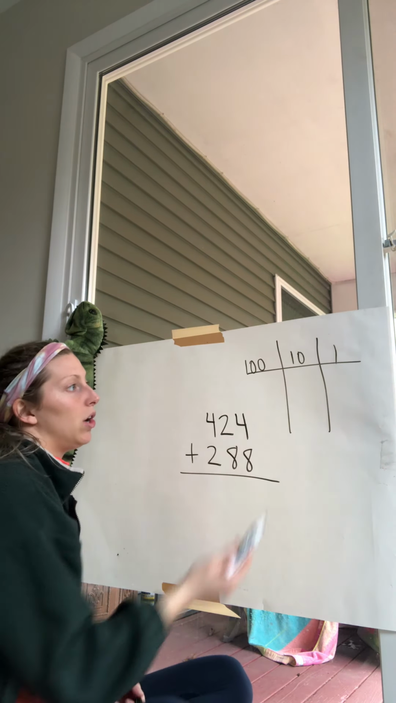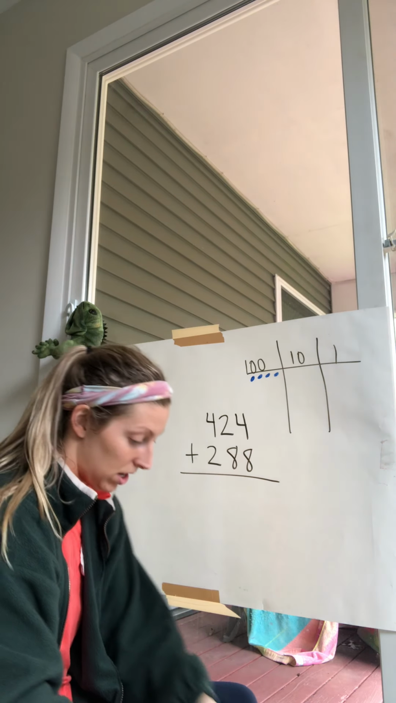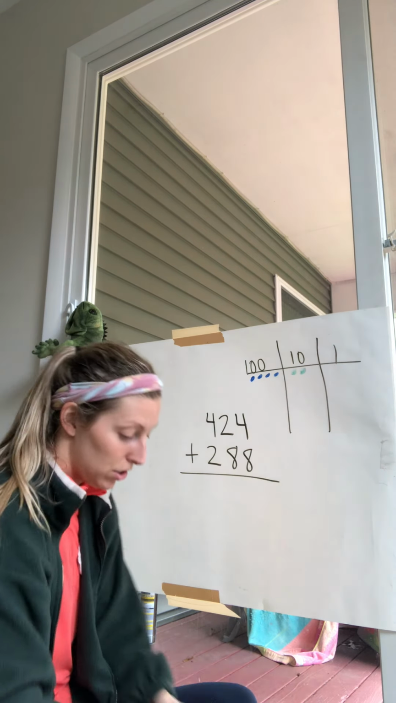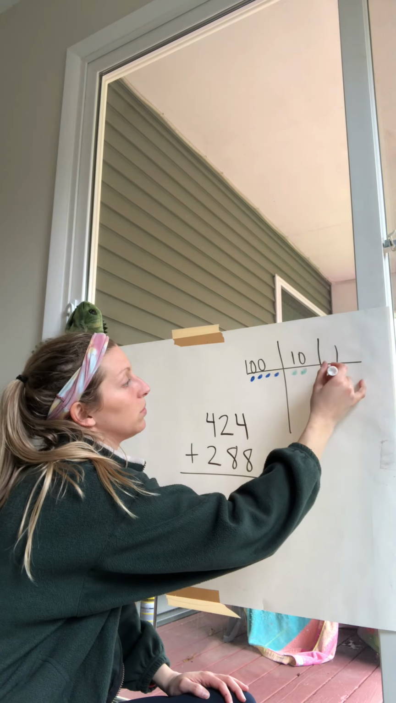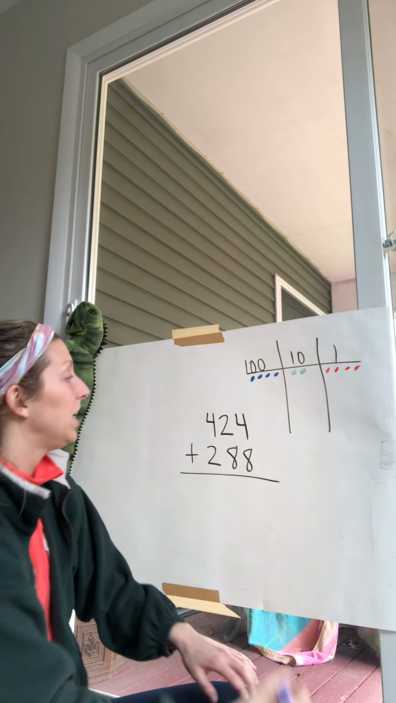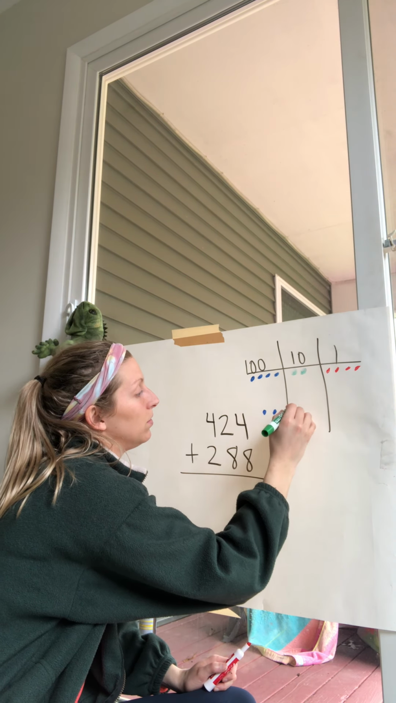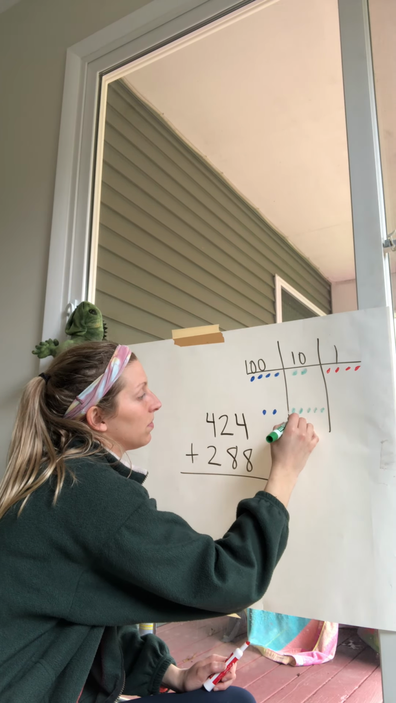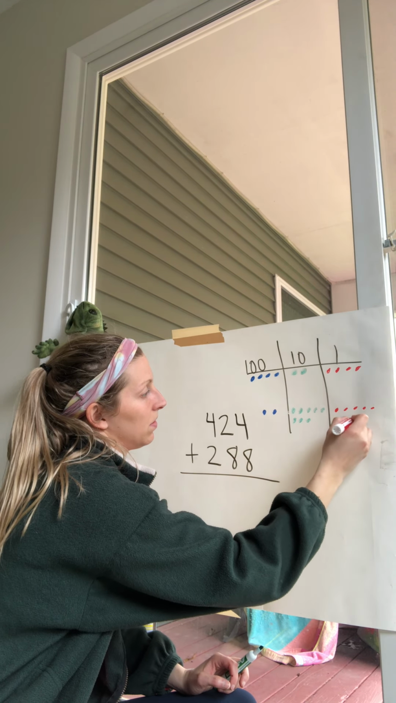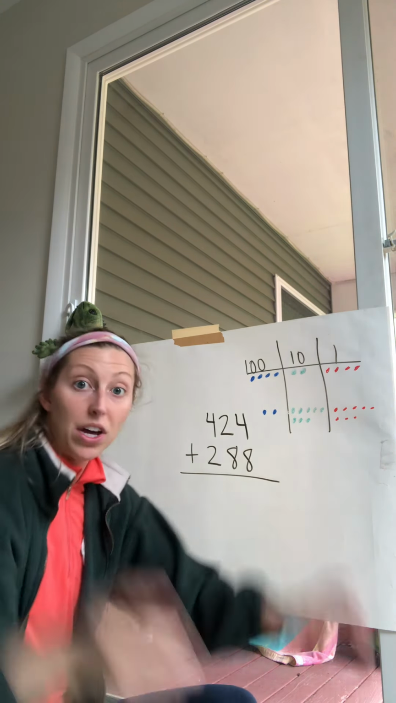You know the drill. We're gonna set it up. It's 424, so I need 420. Ooh, come on, green marker. Last time it was doing this too. Need a new green, and then 4 ones we have. Okay, can you all see that? Okay. Plus 288, so I have 200s down here, and 8, and we have 8. Okay. 424 plus 288.